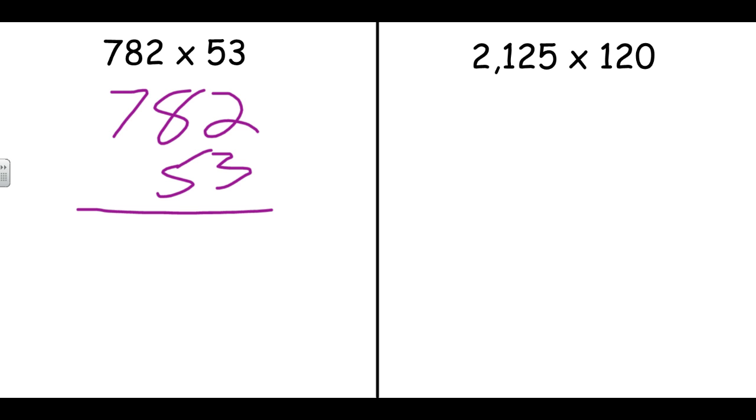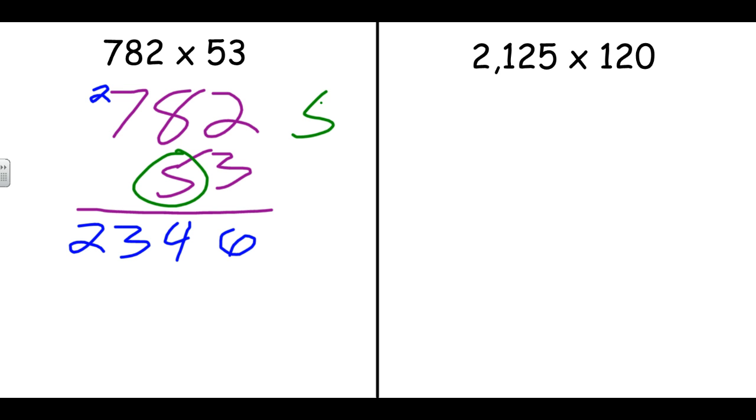Two more examples and then some practice problems. Now we have 782 times 53. 2 times 3 is 6. 3 times 8 is 24. With the extra 2 here, 3 times 7 is 21, plus 2 is 23. Now moving on to the 50, which, as we said, that 5 actually means a 50. So we have a placeholder 0. 5 times 2 is 10.